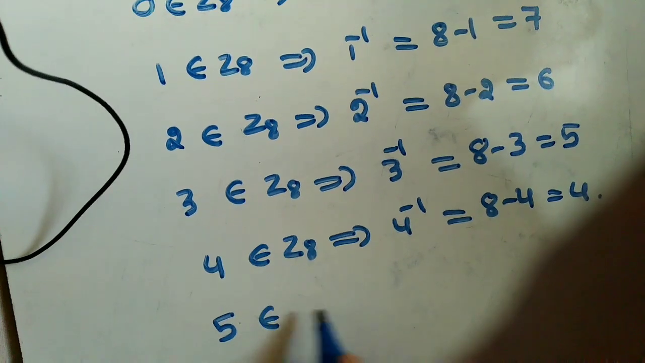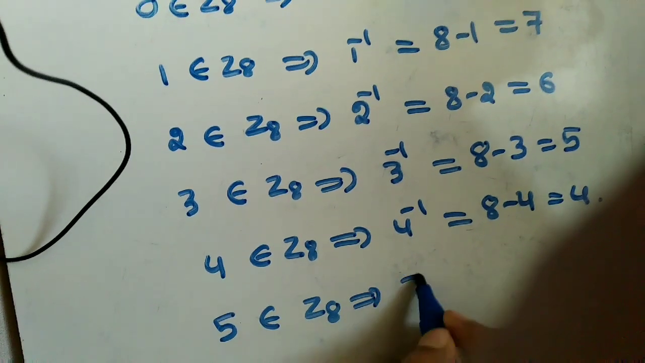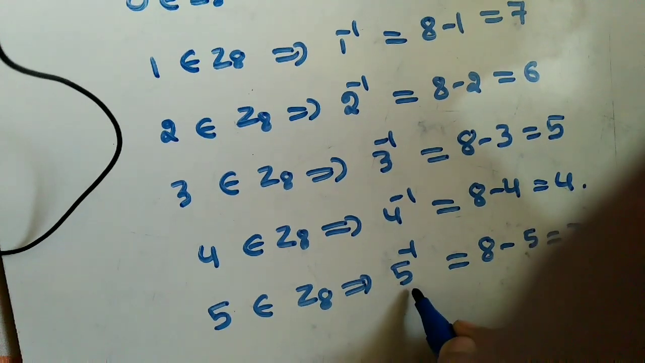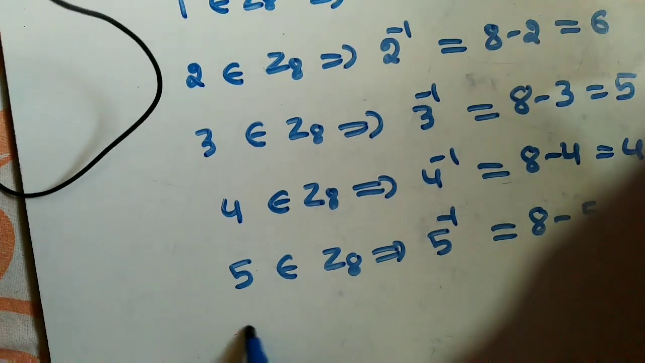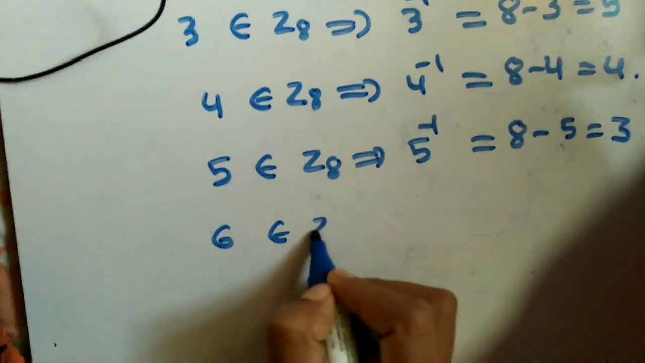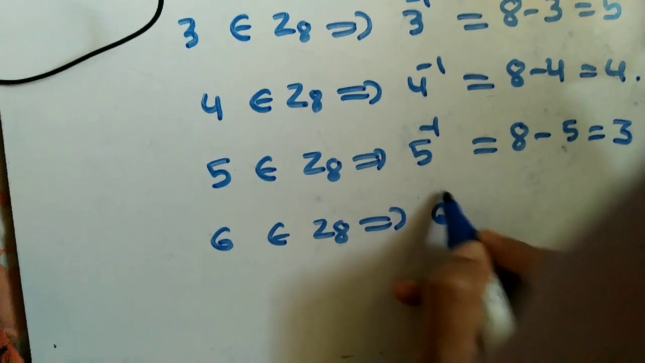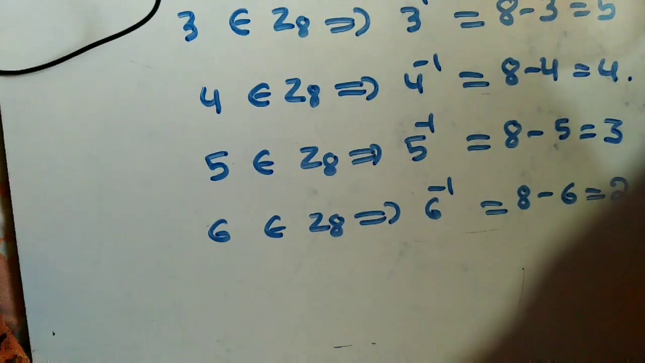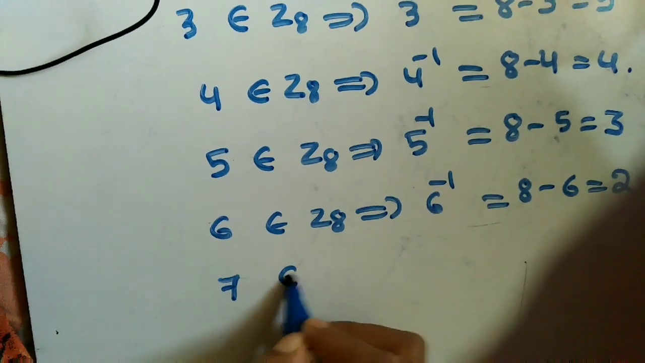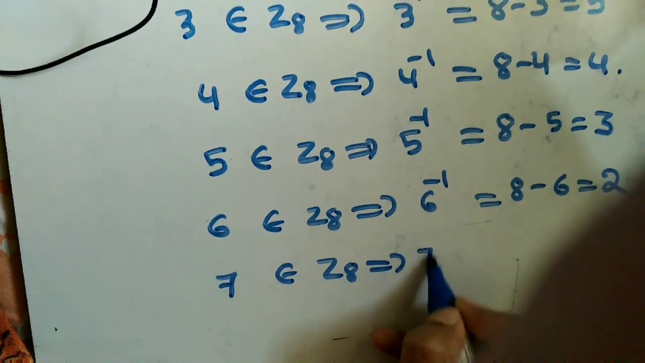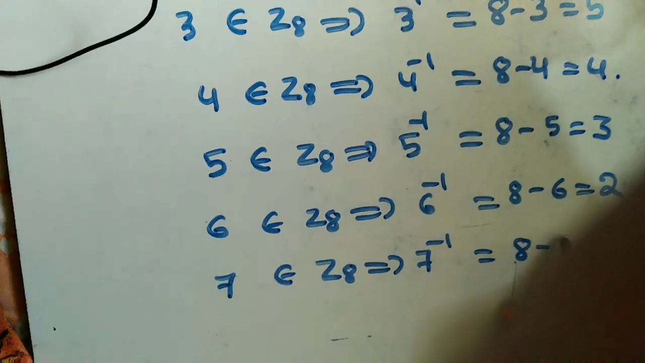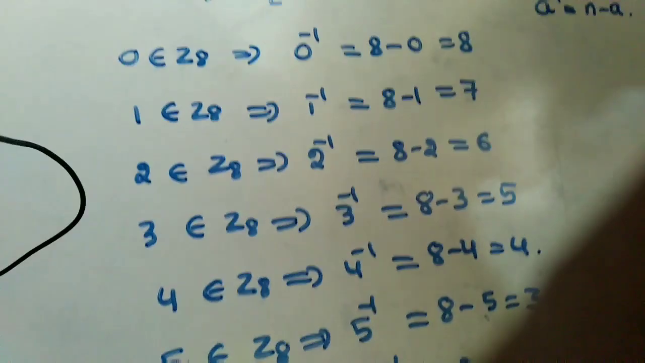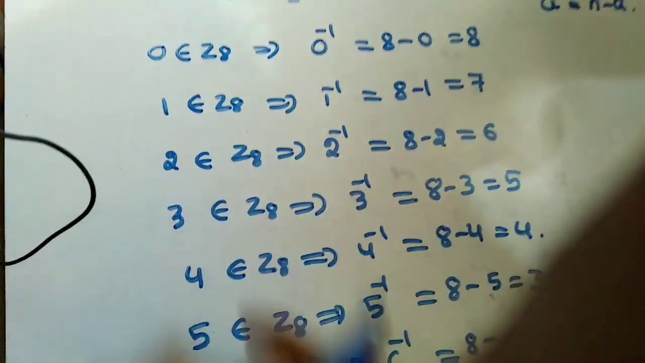And what is my next element, which is 5. What is 5 inverse? 8 minus 5 gives me 3. Inverse of 5 is 3. And what is the next element? 6. 6 belongs to Z8. Therefore, inverse of 6 is 8 minus 6, which is 2. Next, 7. 7 belongs to Z8 and the inverse of 7 is 8 minus 7, which is 1. So now we have found the inverse of all the elements.